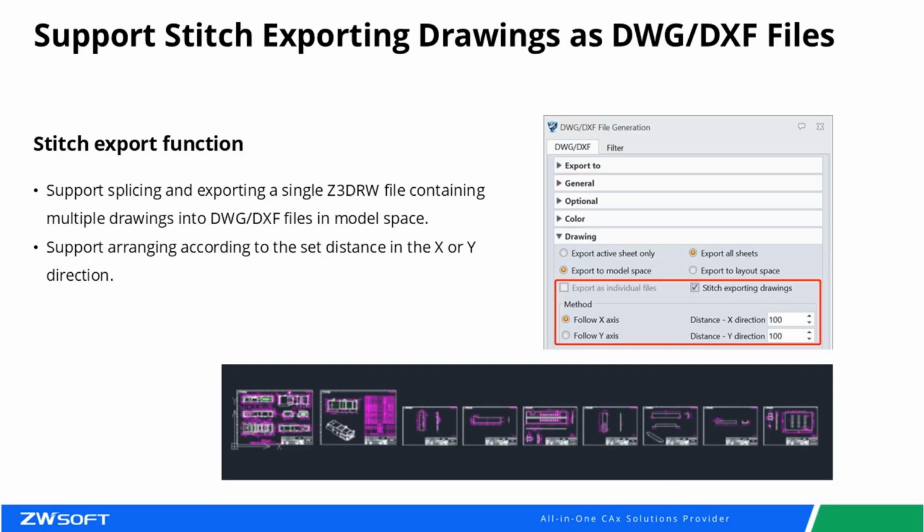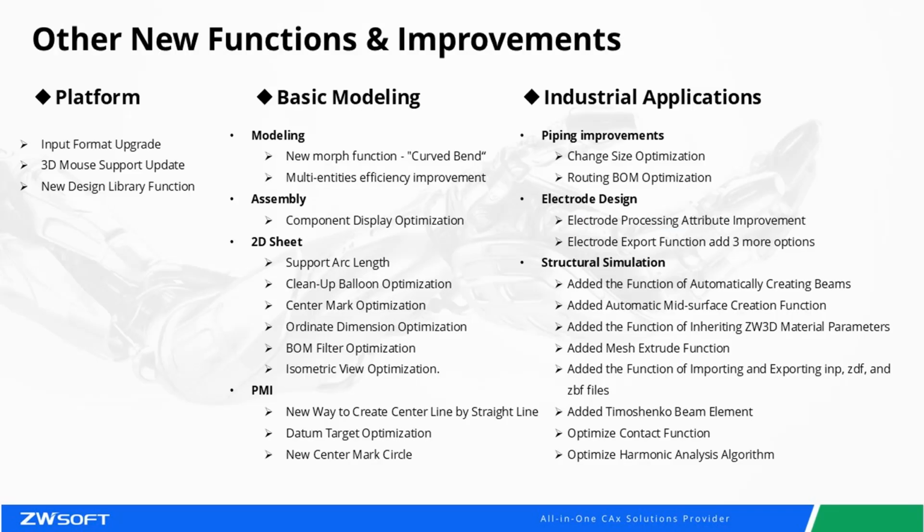In some industries such as connectors and molds, they commonly stitch together drawing sheets on the same sheet for export. ZW3D 2025 SP provides a Stitch Export function to meet this requirement. In this updated version, it supports splicing and exporting a single Z3DRW file containing multiple drawings into DWG or DXF files in model space. Moreover, it also supports arranging according to the set distance in the X or Y direction.